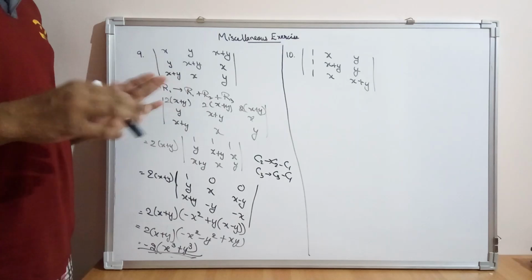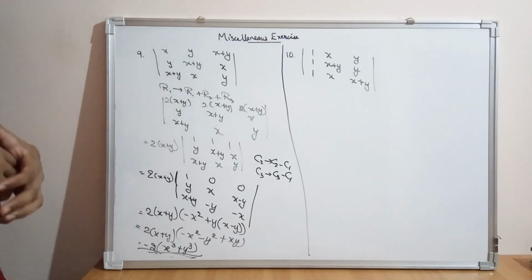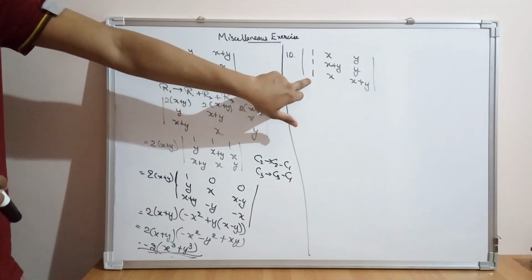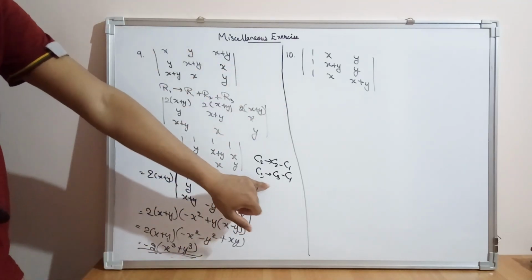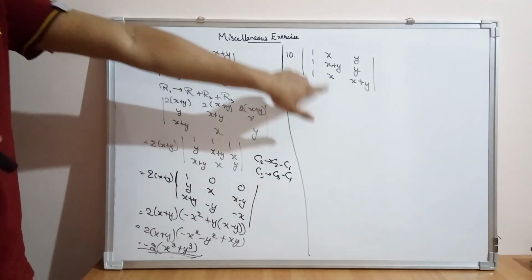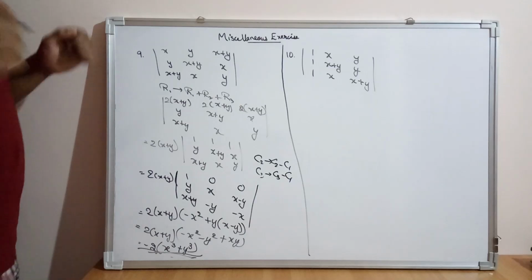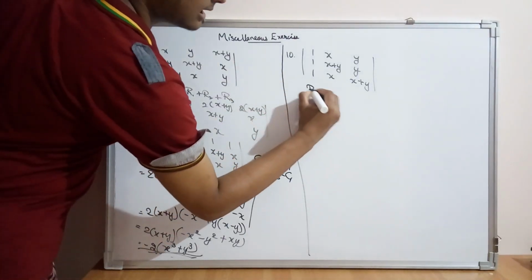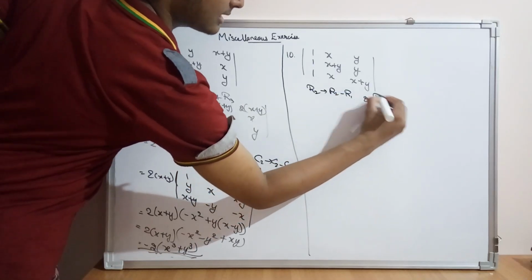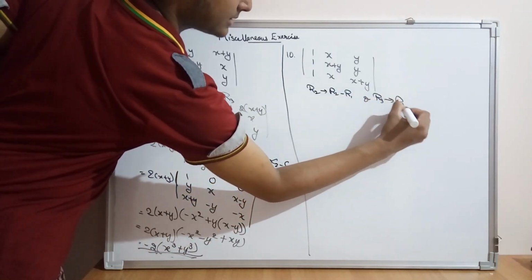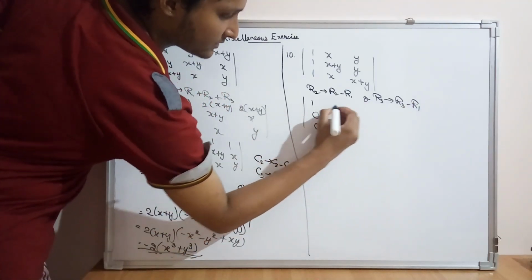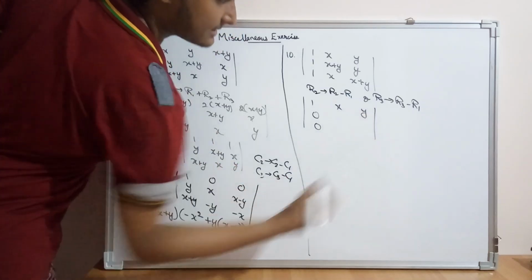The 10th one is also about just simplification. We'll see how we can do this. Since we have 1 already in a particular column, we are going to use the same method we used here. Here it was a column operation; here we use a row operation because the column has ones. So R2 becomes R2 minus R1 and R3 becomes R3 minus R1. Okay, we'll see. This becomes 1, 0, 0. The first row remains as it is.